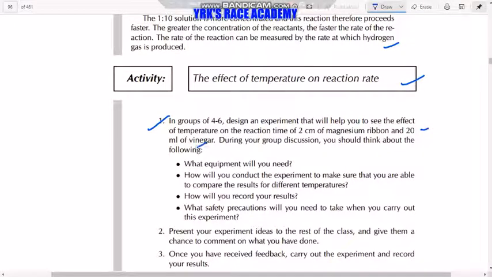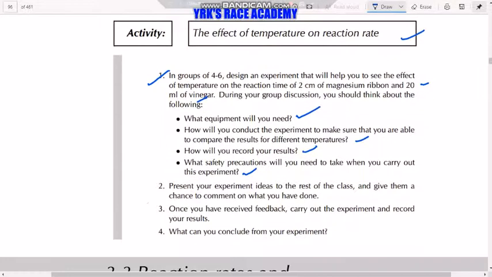During this group discussion, you should think about the following: what equipment will you need for this experiment? How would you conduct the experiment to make sure that you are able to compare the results for different temperatures? How will you record your results, and what safety precautions will you need to take when you carry out this experiment? Then present your experiment ideas to the rest of the class and give them a chance to respond.